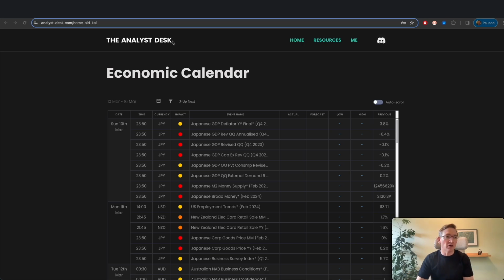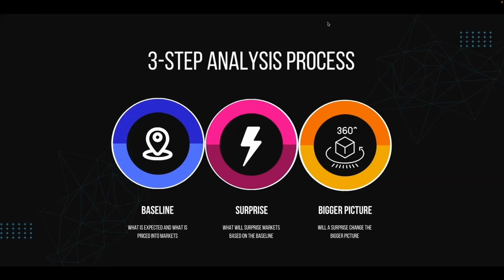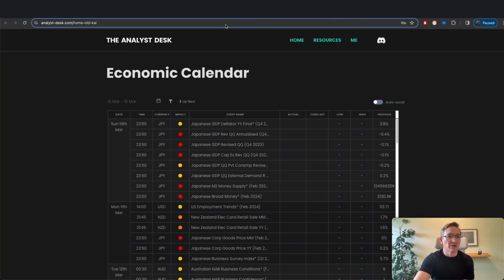So that's why we are looking at the calendar, because we want to see opportunities that are potentially setting up in advance. And whenever we analyze markets, we're always using the same process. We're looking to use the baseline so we can recognize what a surprise is, and then we just look at that in light of the bigger picture. So it's a very simple process. We use the same process over and over again. It applies slightly differently in different circumstances, but the principle is always the same.